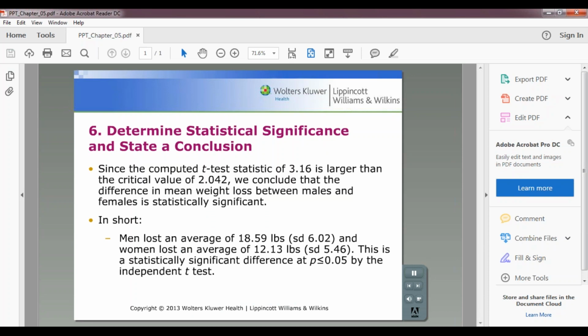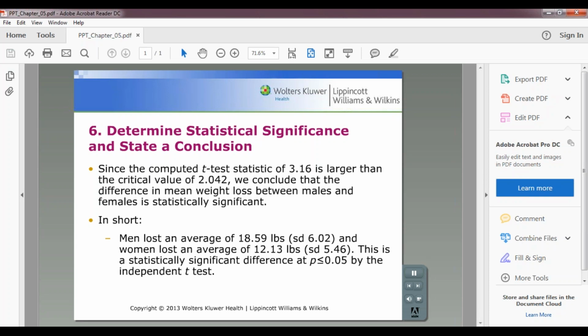So based on our findings, the computed t-test statistic is 3.16, so that's, remember, larger than our critical value. So we conclude that the difference in mean weight loss between males and females is statistically significant. Okay, so let's write it in a way that someone could see or understand in a report. We might say men lost an average of 18 pounds, and women lost an average of 12 pounds. This is a statistically significant difference at the 0.5 level, based on the results of the t-test.